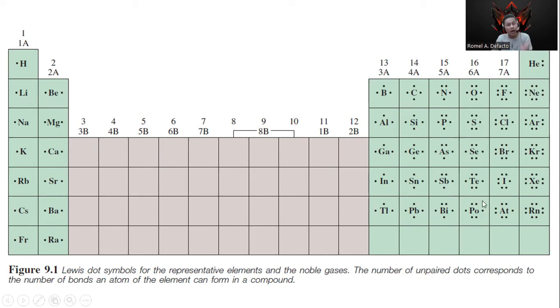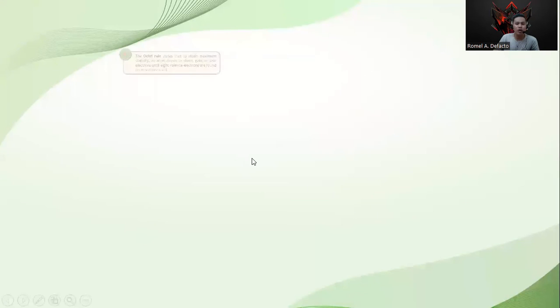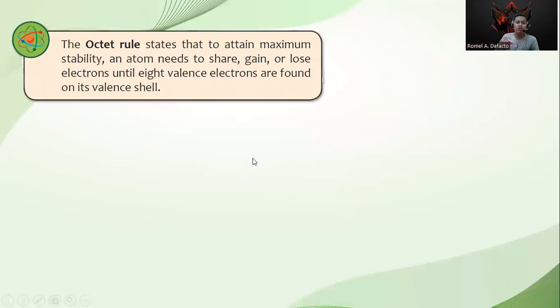Now, why is it that the elements under group 18A or 8A are not very reactive? And why is it that there are only 8 dots surrounding the symbol in the Lewis dot structure? It's because of what we call the octet rule. The octet rule states that to attain maximum stability, an atom needs to share, gain, or lose electrons until 8 valence electrons are found in its valence shell.